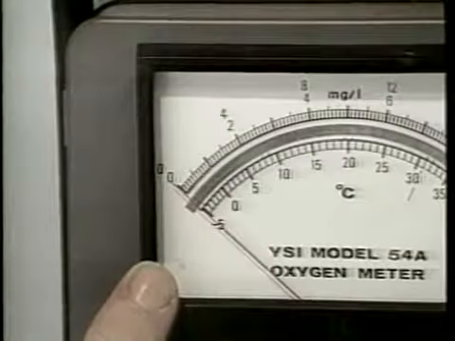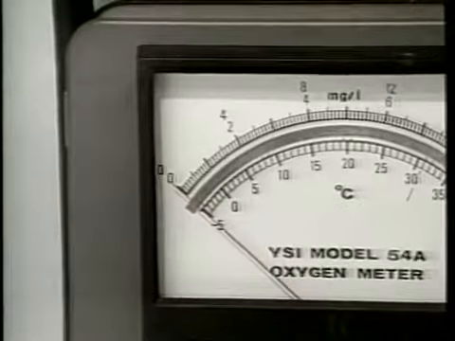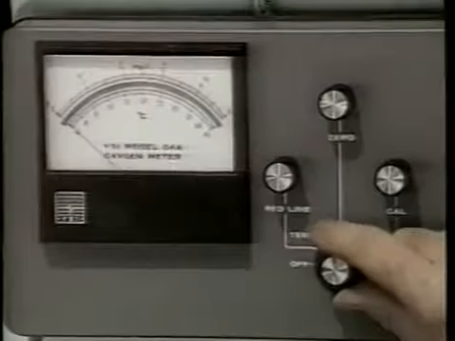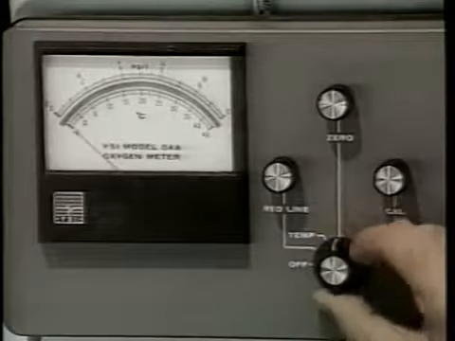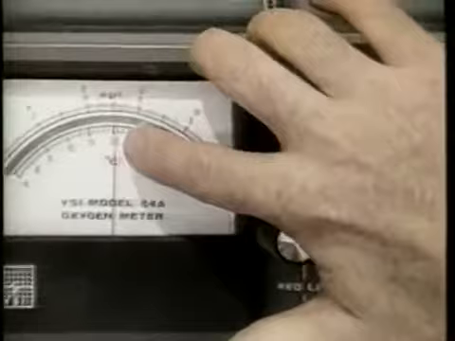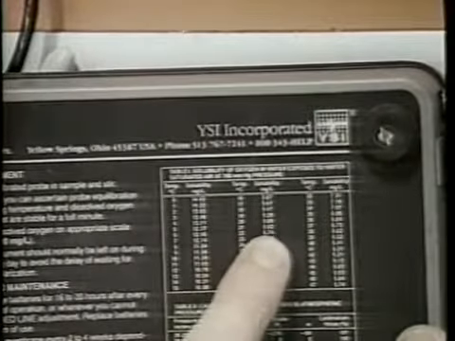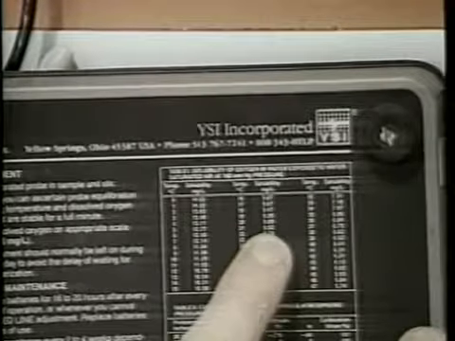If your meter does not have an altitude scale, it is most likely a temperature compensating meter. It must be calibrated in a different manner. First, switch the meter to the temperature position and read the air temperature. Determine the calibration value for this temperature from the table on the back of the meter.